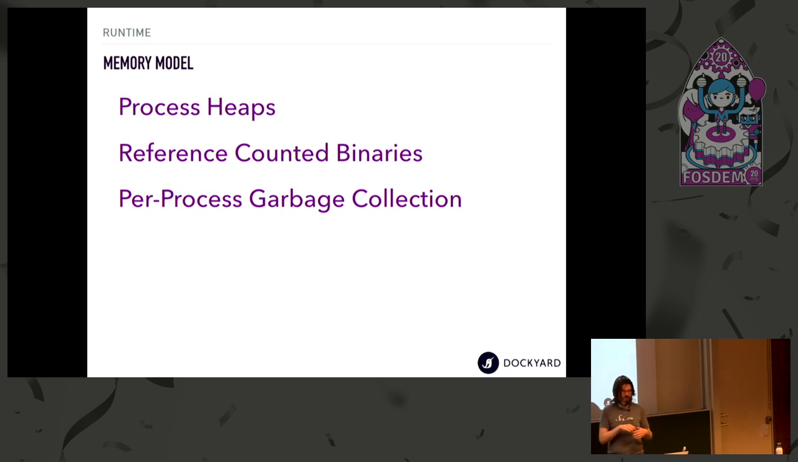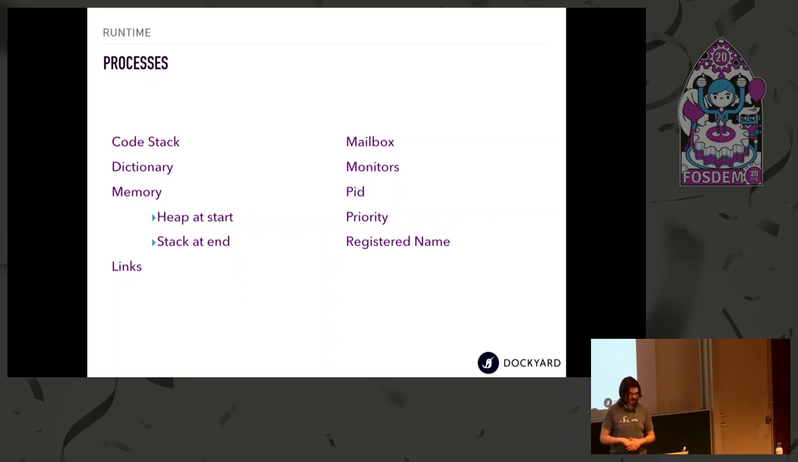From the perspective of everyone here that's just writing Erlang or Elixir, the memory for processes is the same. Processes have heaps. They have reference counted binaries when they are over 64 bytes. And each garbage collection is per process. The processes have similar features to those in the Beam, and from Erlang or Elixir code, it's going to behave identically, so you don't really have to think about it.